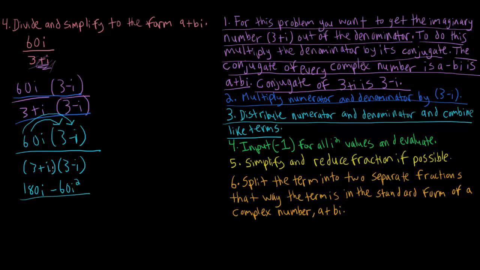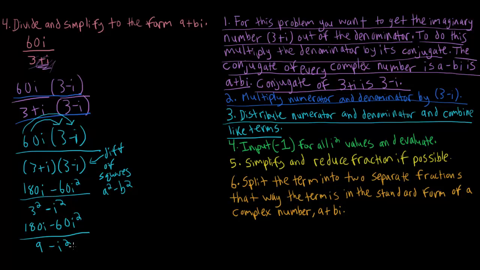And then if we multiply the bottom, 3 plus i, 3 minus i, we'll realize that the bottom term is a difference of squares, which means the bottom is going to be equivalent to a squared minus b squared. In this case, a is represented by 3, so you'd have 3 squared minus b squared, which is i, so it'd be minus i squared. And if we simplify this, we have 180i minus 60i squared over 3 squared is 9 minus i squared.